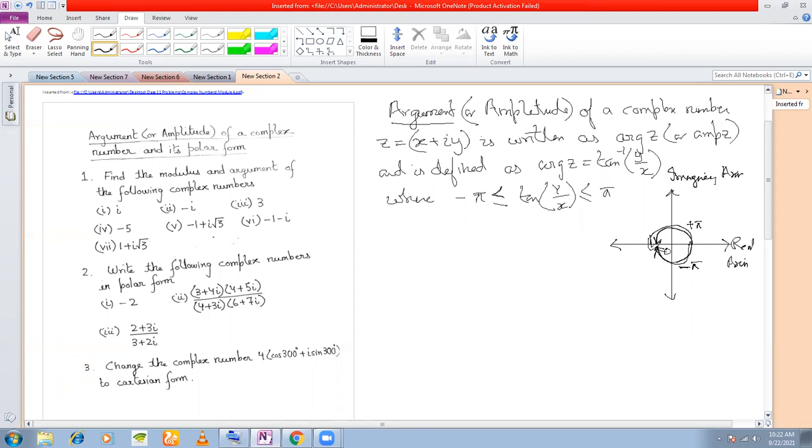Now I have given you some problems. I will show you how to find out the argument or amplitude of a complex number. Okay, normally we call it argument. Let's do the next definition, which is called the polar representation or trigonometric representation.